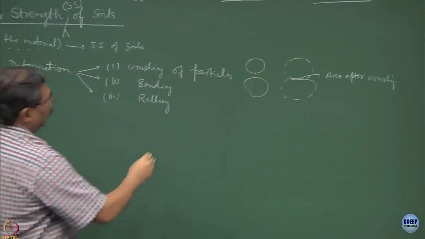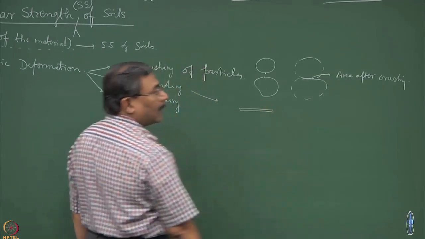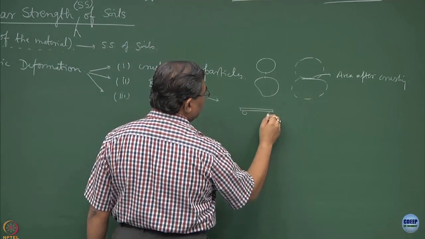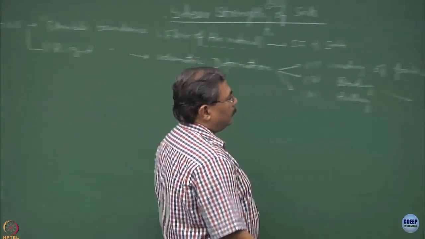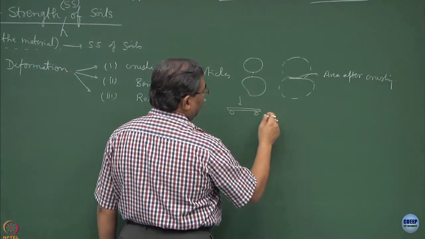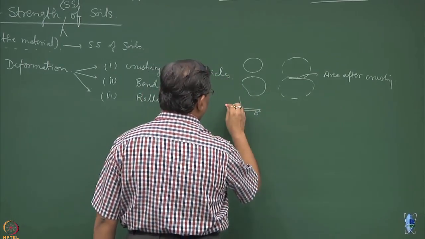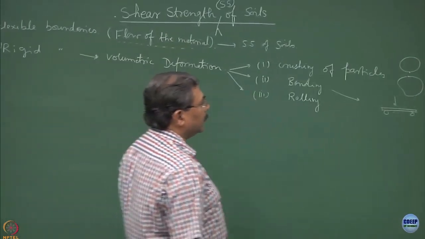The bending mechanism was, we assume that the fine particles in the system are platelets and they are simply supported on the rollers, which are nothing but the granular material. And then if you load them, they will deform. So this is how the deformation is going to occur. So this is the deformed shape.